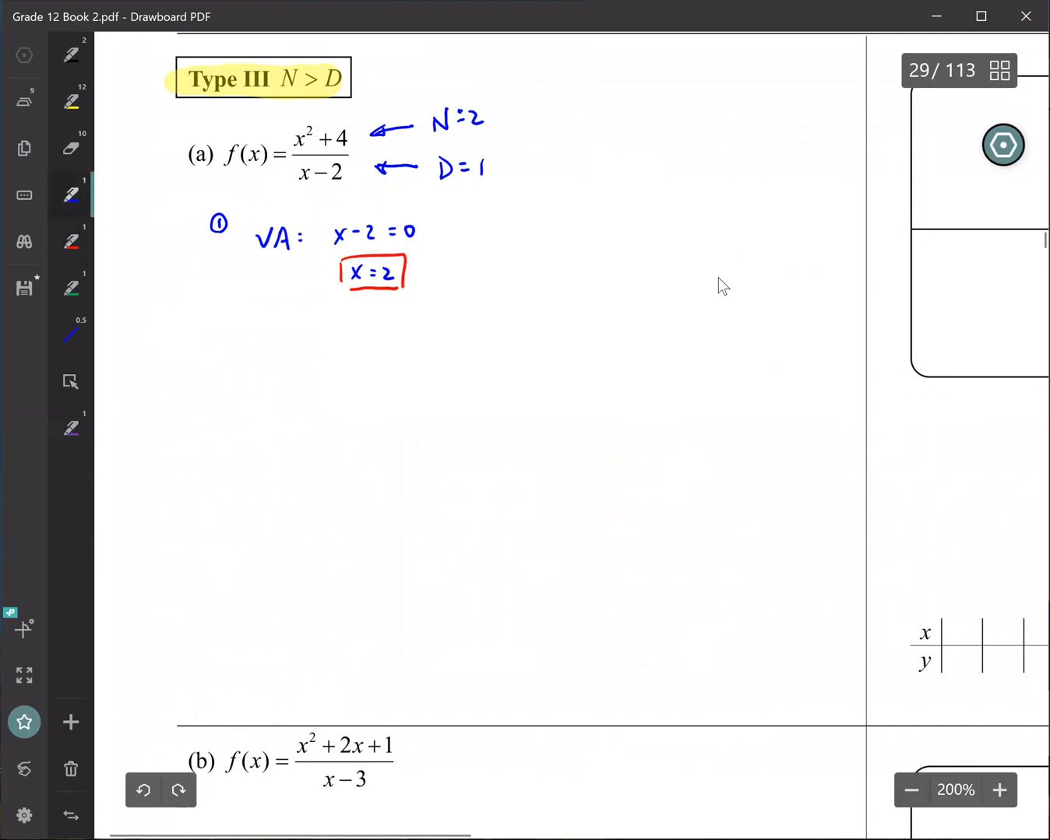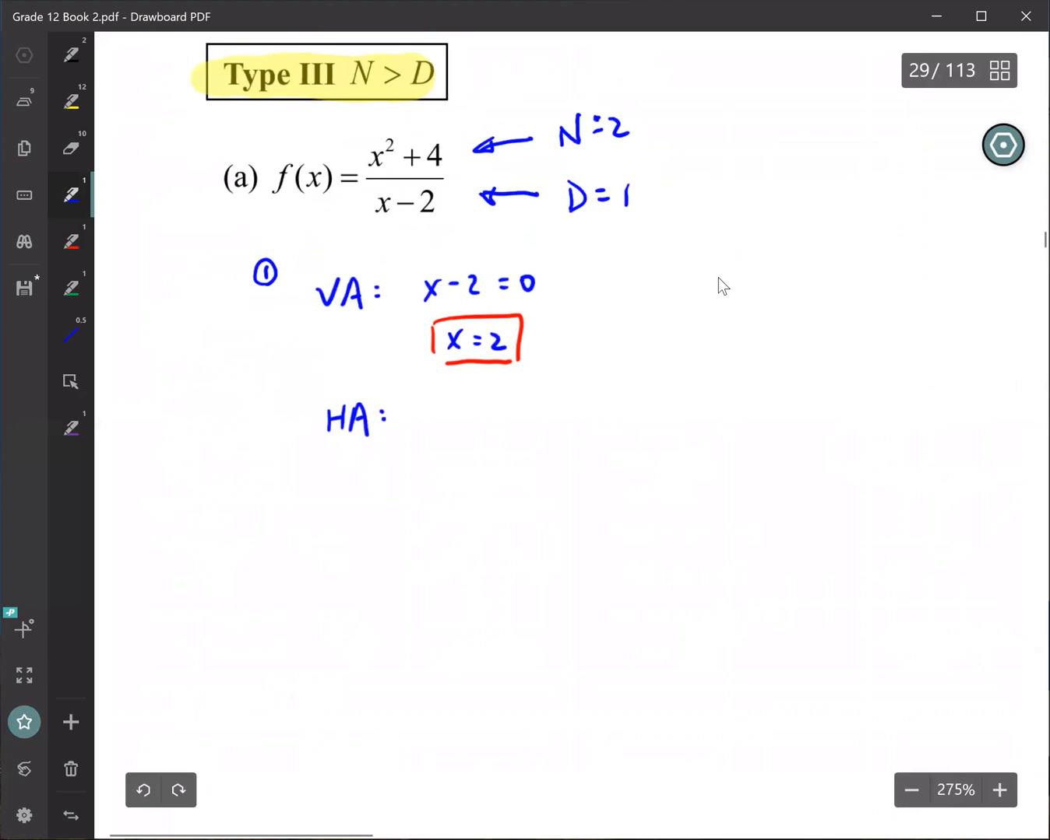Now for the horizontal asymptote. You can imagine, let's try subbing in a big number again. If you sub in 1,000, I would like you guys to try. Can you raise your hand after you sub in 1,000? So f of 1,000, close to what?